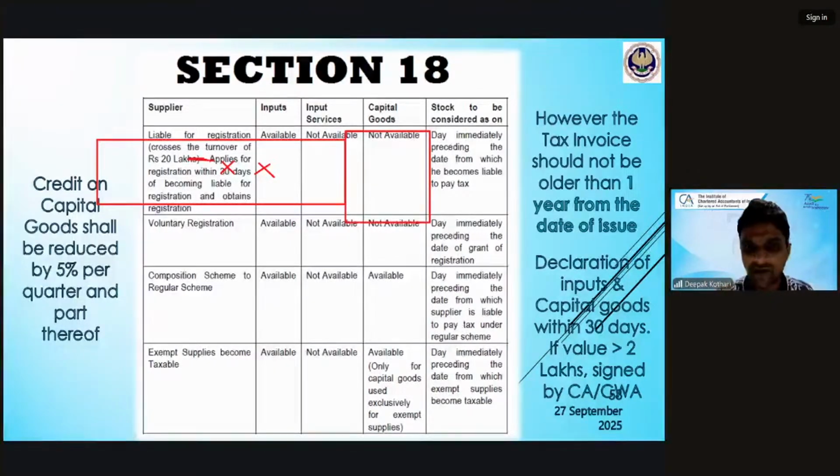If FG is manufactured more than a year ago, then you can't claim it. You can't. What are the inputs which are being utilized for that manufactured goods is what you have to see. Great. Any questions on 18(1)(a)?